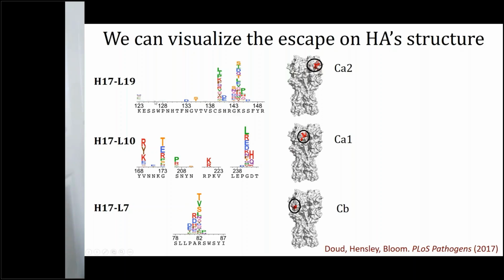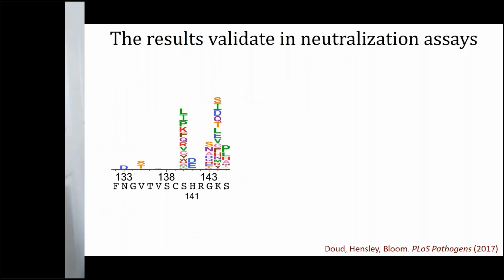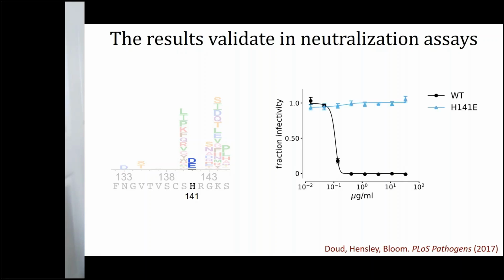We also see when we look at these data that there's a lot of mutation level nuance. So at some sites, it looks like only certain mutations escape from the antibody. And we can validate these results in neutralization assays. So for instance, here's the data for one of the antibodies. If we zoom in at site 141, we can see that, interestingly, only mutations to the negatively charged amino acids, aspartic acid and glutamic acid, are predicted to affect neutralization of this virus by the antibody.